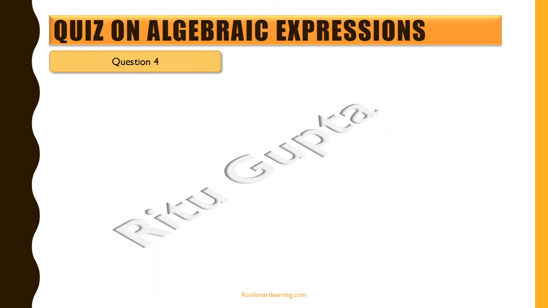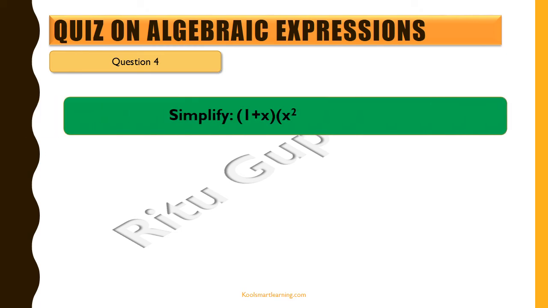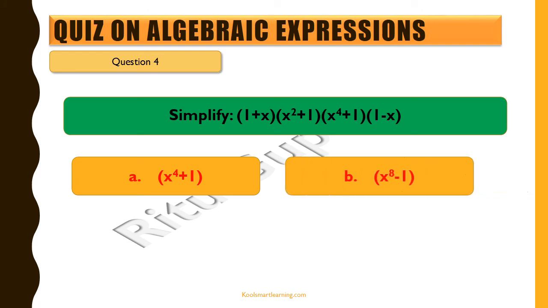Now let's move on to the quiz on algebraic expressions. First of all, simplify (1 plus x) into (x square plus 1) into (x raised to power 4 plus 1) into (1 minus x), and here are the options.